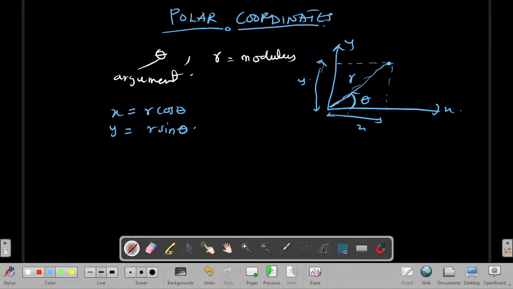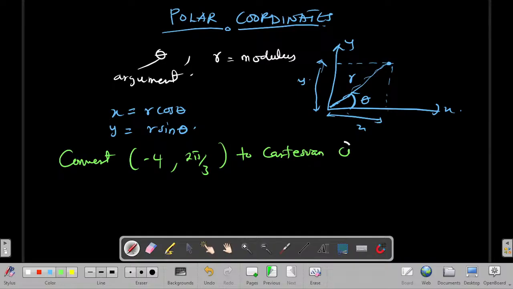So the goal here is that you should be able to convert from the Cartesian towards the polar. So let's see an example. Convert (-4, 2 pi on 3) to Cartesian coordinates.